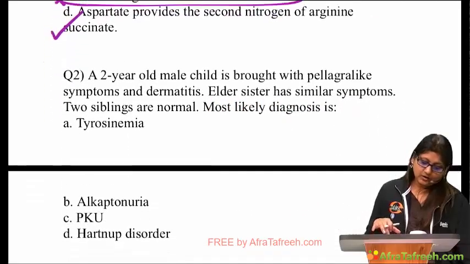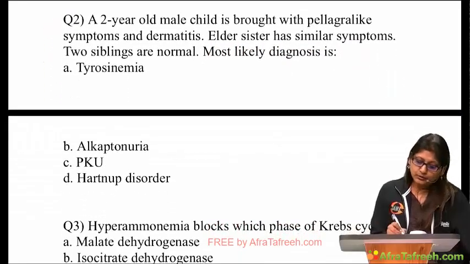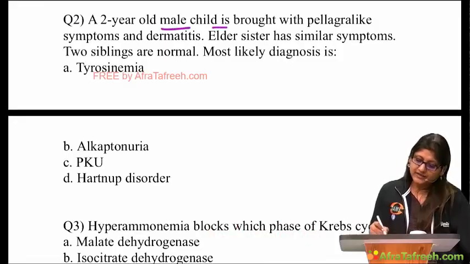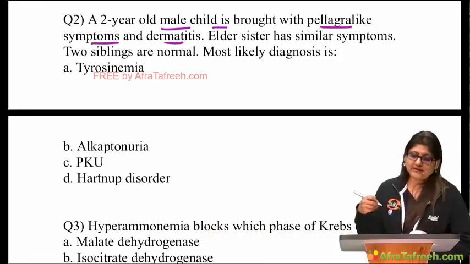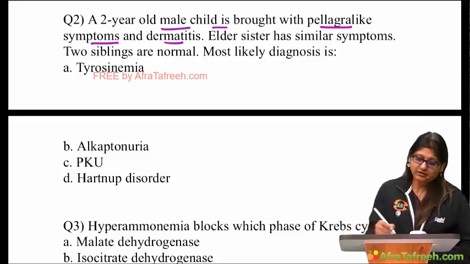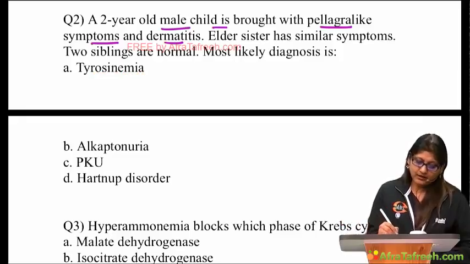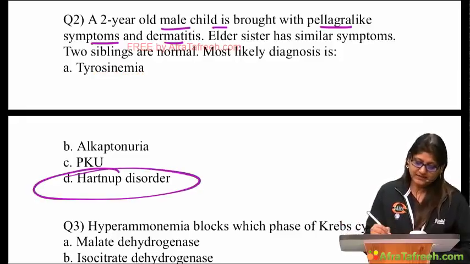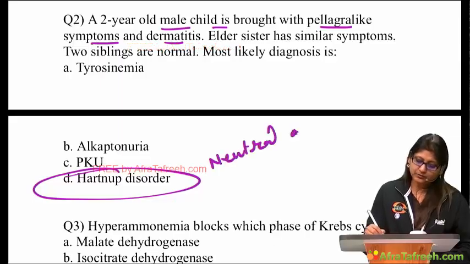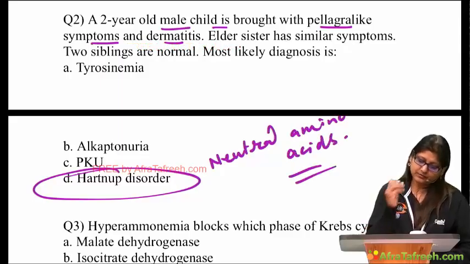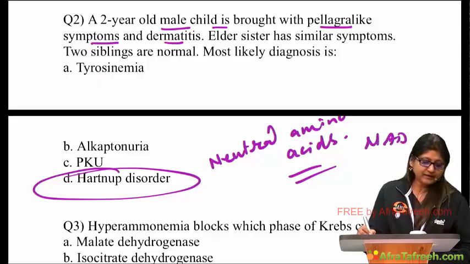All right. Now coming to the next question number 2. A 2-year-old male child is brought with pellagra-like features and dermatitis. Elder sister is having a similar complaint. Pellagra-like features, sister also having a similar complaint. It is seen in Hartnup's disease, where neutral amino acids are not absorbed. So that will result in deficiency of NAD and pellagra-like features.